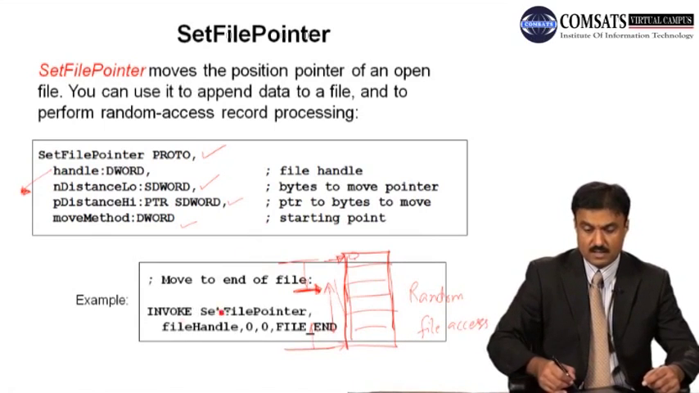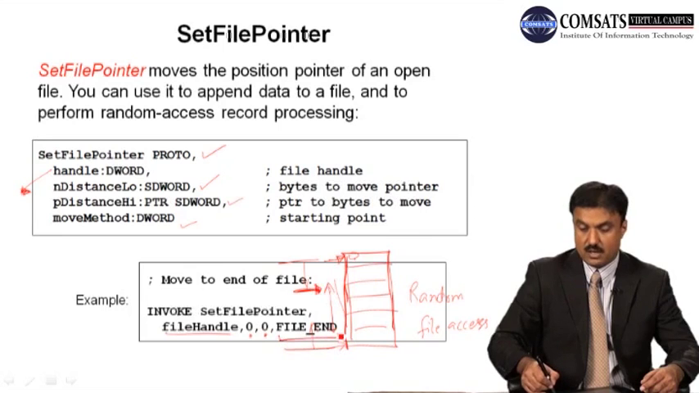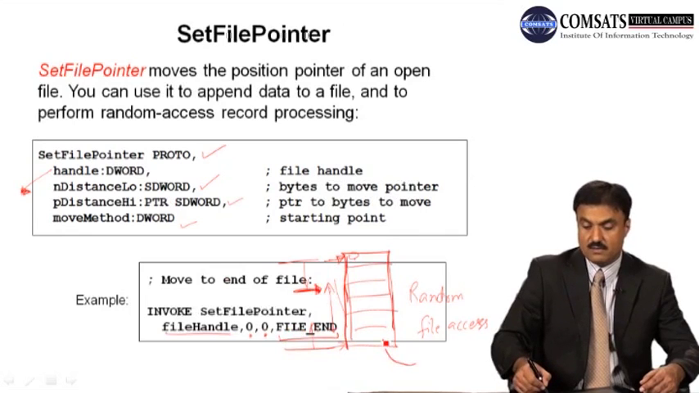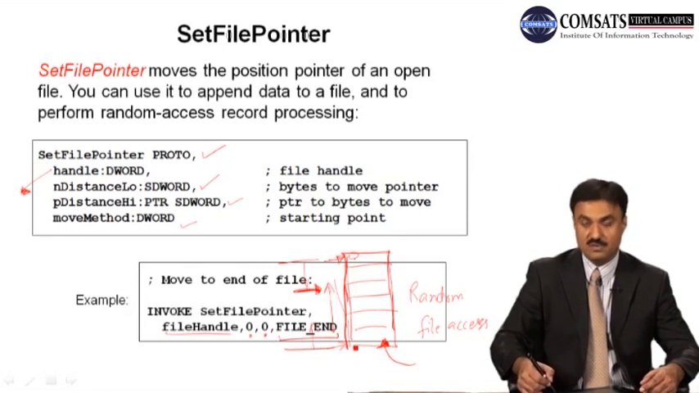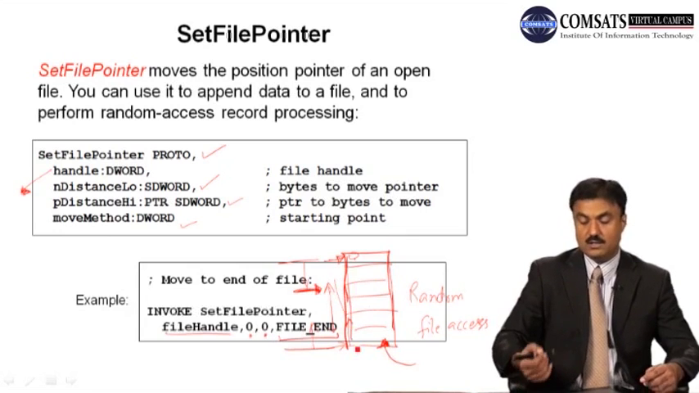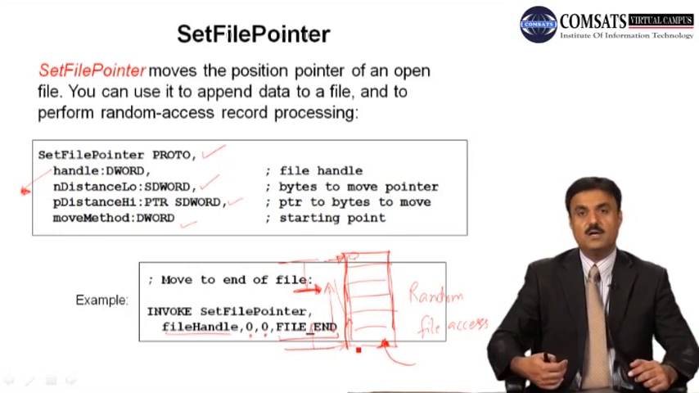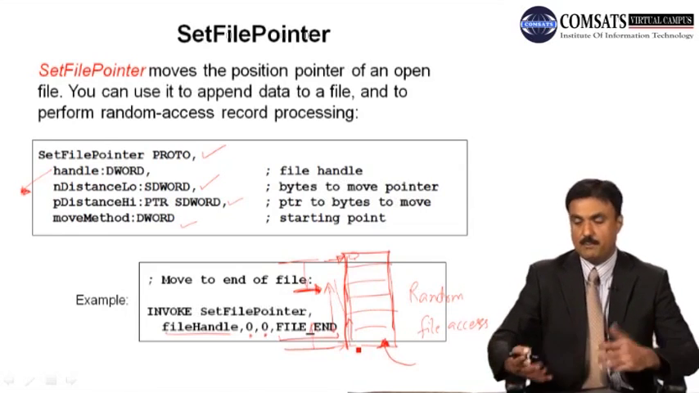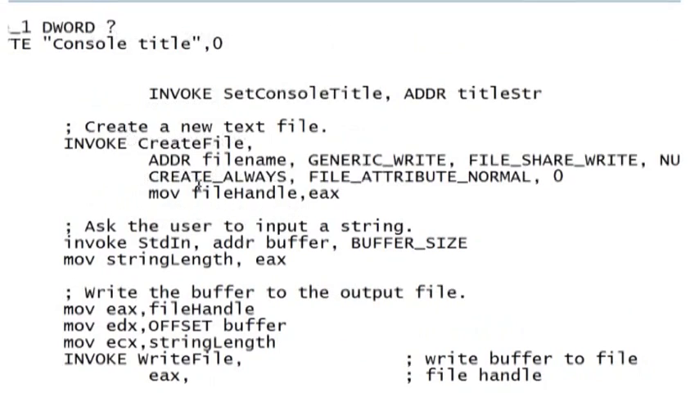So here is the example. Here you can see SetFilePointer. This is the file handle, 0, 0. So we are not moving any number of bytes, but what we are going to do is just transfer control, or move the cursor, to the starting point, that is the file end. So our cursor, or the file pointer, comes here, and we are not moving further, like from here upward or downward you cannot move. So in this way you can move the file pointer to the end of the file, and you can append data there and so on.